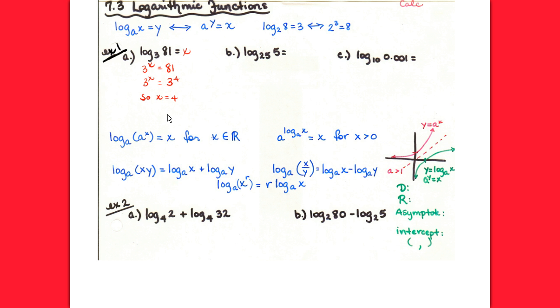All right, look at the next one. Log base 25 of 5. What is that in exponential form? 25 to the x is equal to 5. So I need to rewrite this with a common base. What's the common base going to be? 5. So if I rewrite 25 with a base of 5, it would be 5 squared.